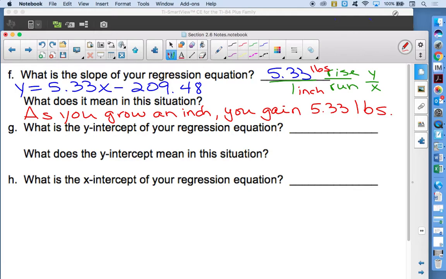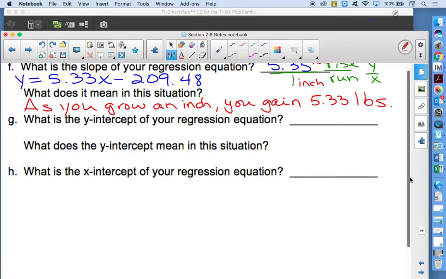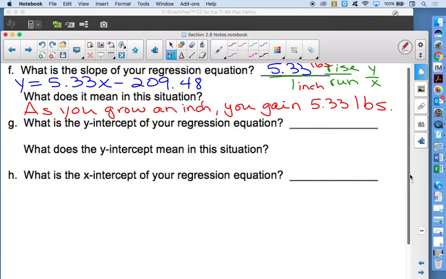Okay. The y-intercept. Again, we've got this equation. So Shaylin, what's the y-intercept of the equation? And every y-intercept has the same x value. What is that x value? 0. So again, x is our inches, y is the pounds. It wants you to interpret what this means. This one's a little weird. What does it actually mean if I have 0, negative 209.48?